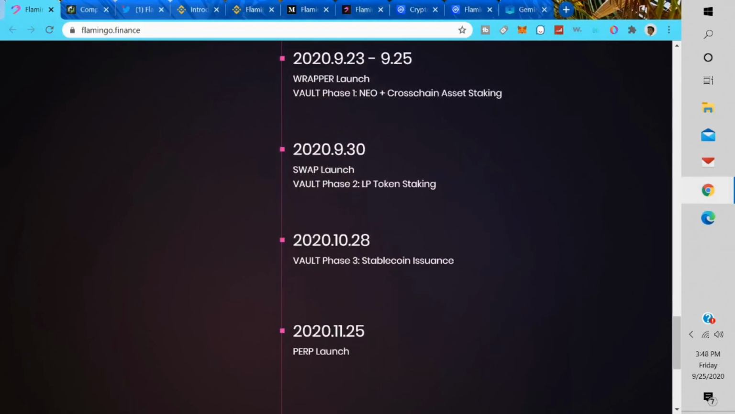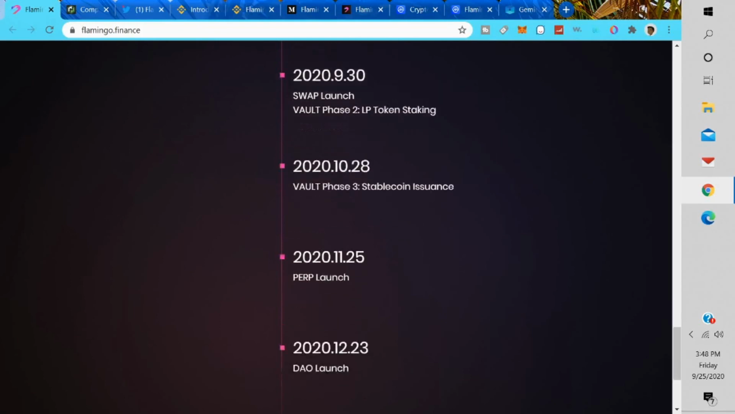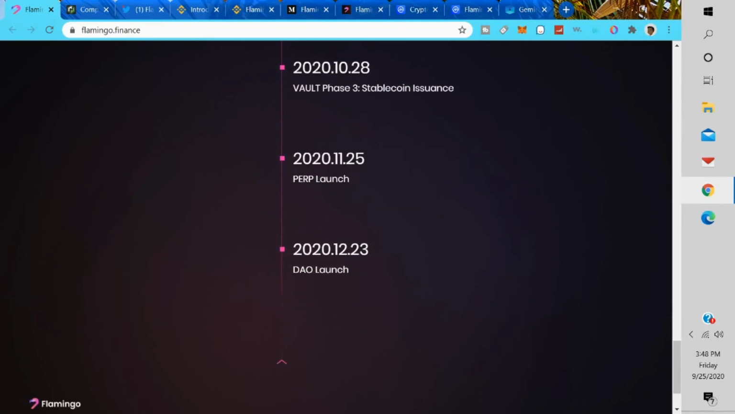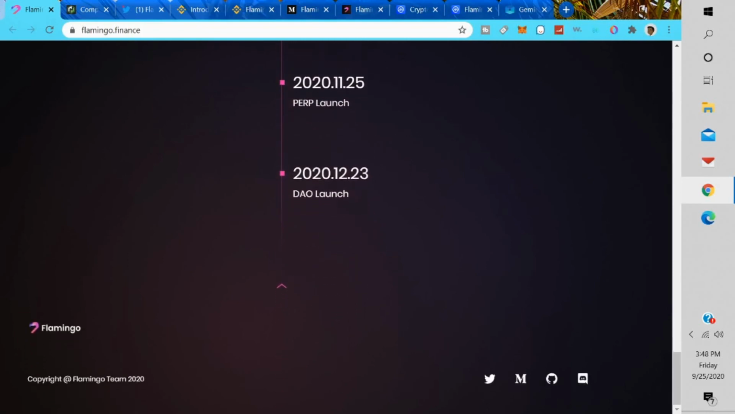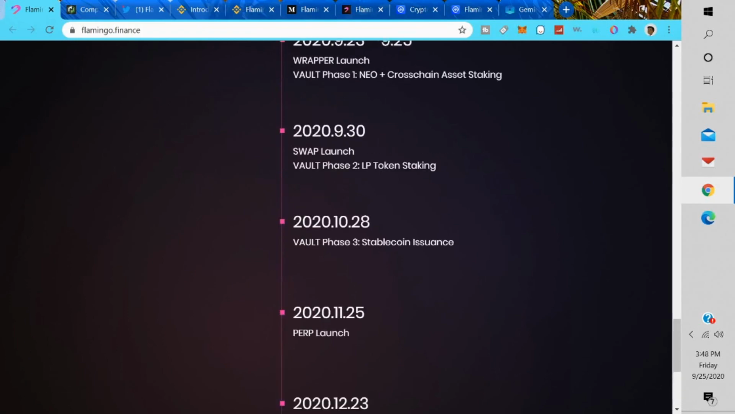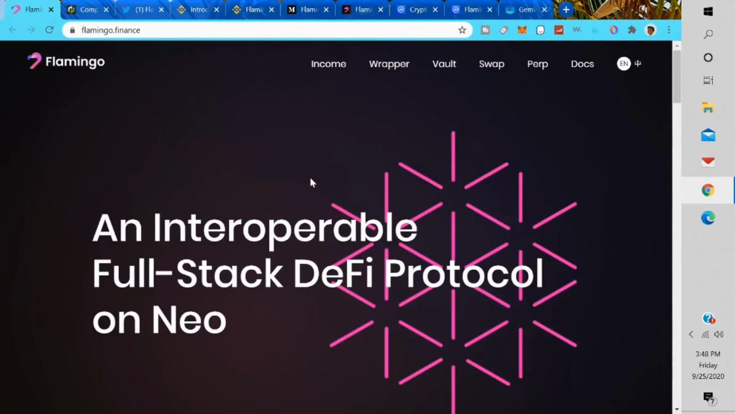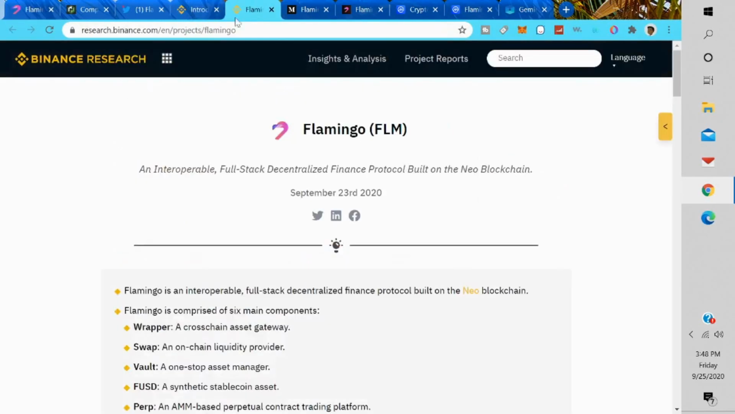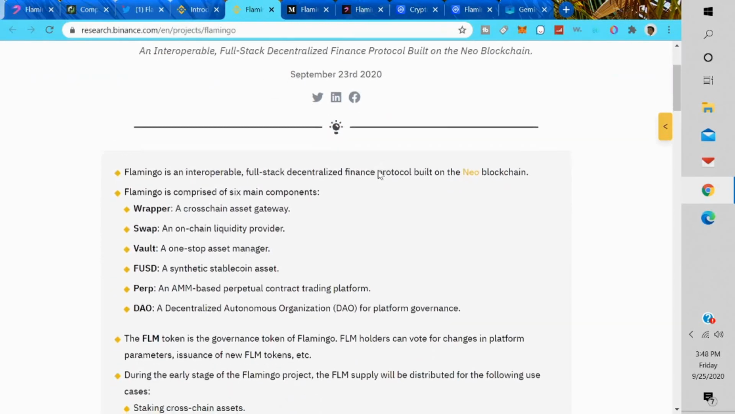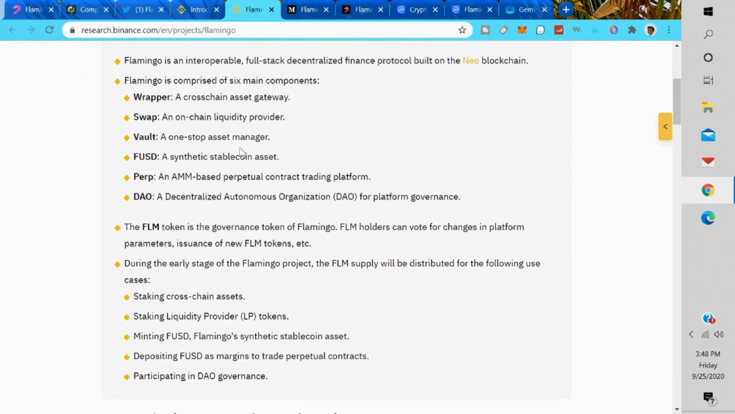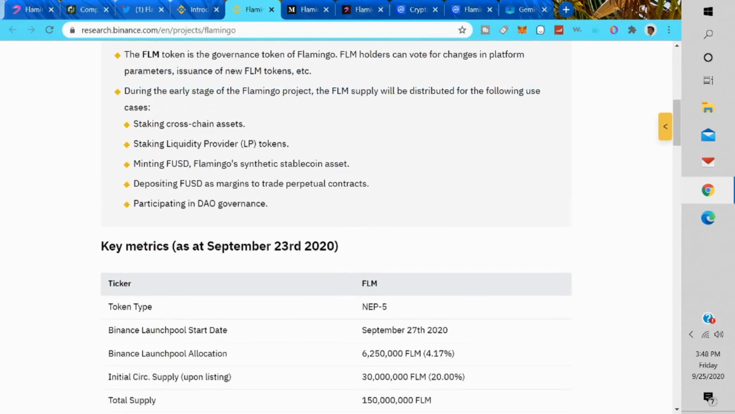And then there's a swap launch starting 9/30/2020, vault phase three stablecoin issuance 10/28/2020, perp launch 11/25/2020, DAO launch 12/23/2020. That's the timeline of when they're going to launch all of these things for the NEO DeFi protocol. Now, a lot of you guys probably know that Flamingo is built on the NEO blockchain. I just gave you the different components, the wrapper, the swap, the vault, all of that.